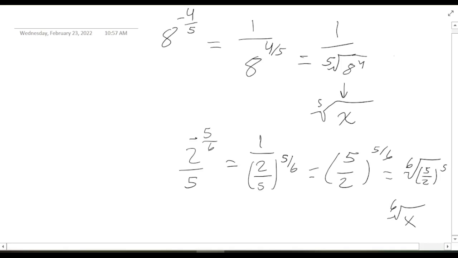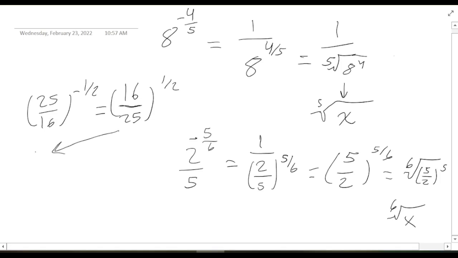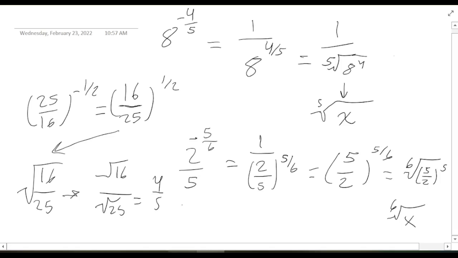So if this was something like, let's just say, 25 over 16 to the negative 1/2, again, negative means we just take the reciprocal, so let's just skip the over 1 part and write the reciprocal. So we have this, and we have 1/2. So we have to take the square root of the whole fraction. And if we remember our square root rules, if we have a square root of a whole fraction, we can just take the square root of the numerator and the square root of the denominator, and that will give us 4 over 5.